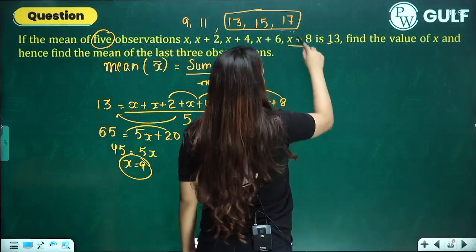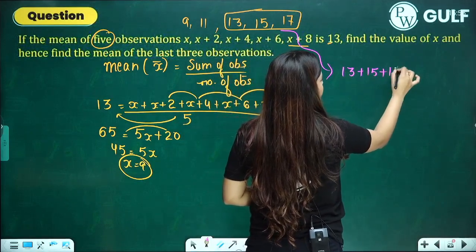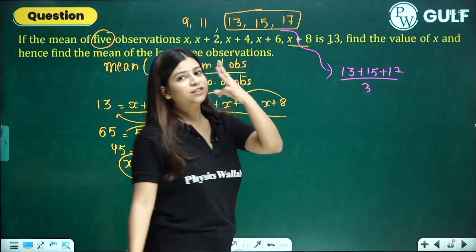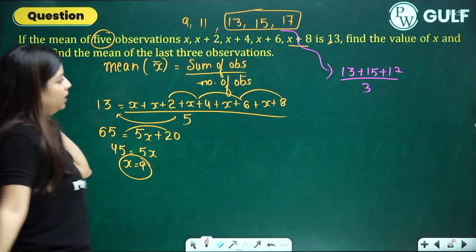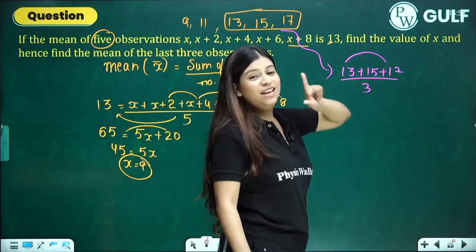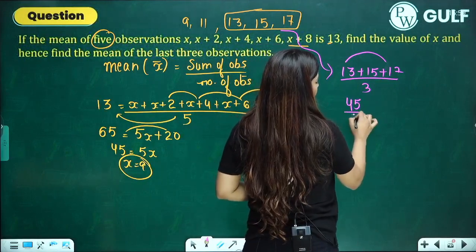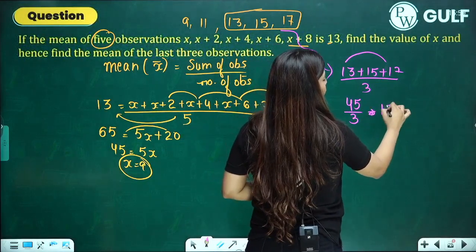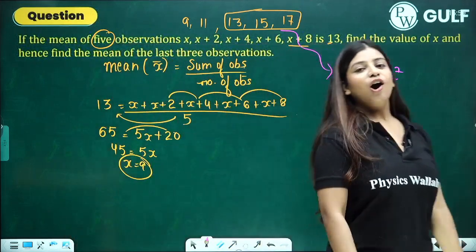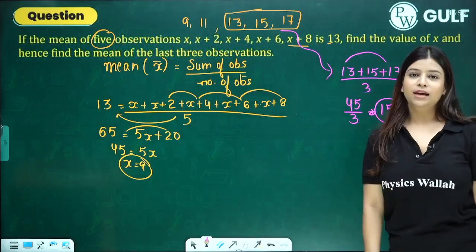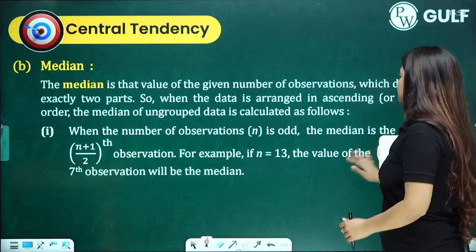Now for the last 3 observations, it will again become sum of observations upon number of observations, which is 3 because we have to find the mean of the last 3 values. So this will become 13 plus 17, that will give you 30. 30 plus 15 is 45 and 45 by 3 gives you 15. So the mean of the last 3 observations, that is the average of the last 3 observations, comes out to be 15. So this is how we deal with the question of mean. Now let's talk about median.